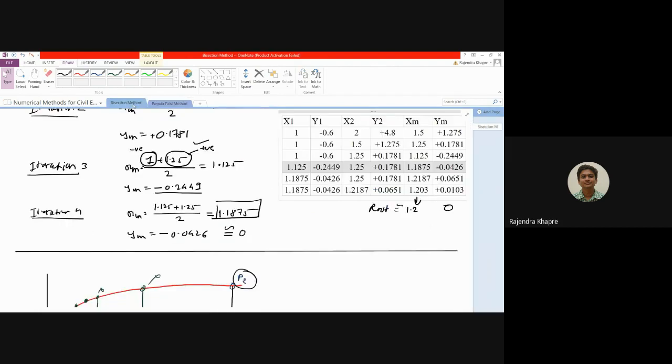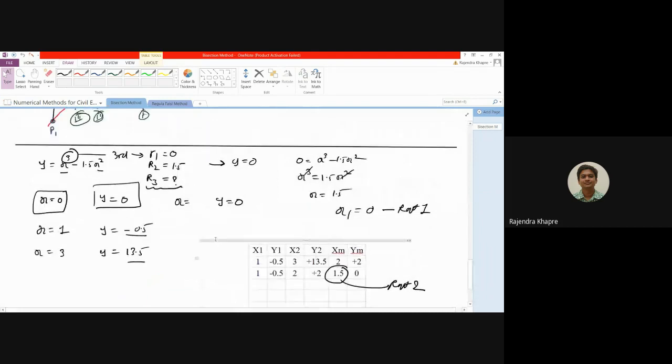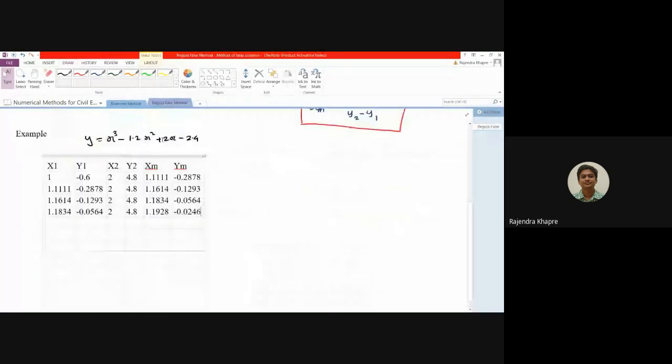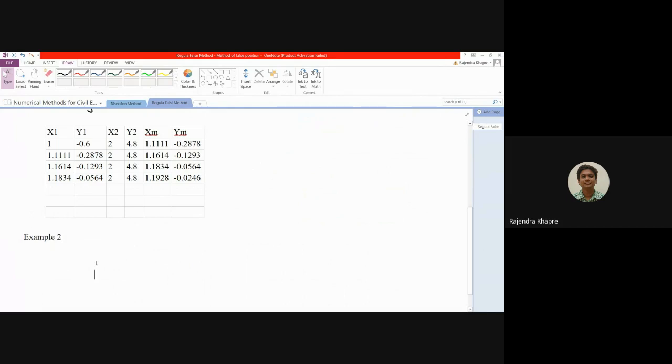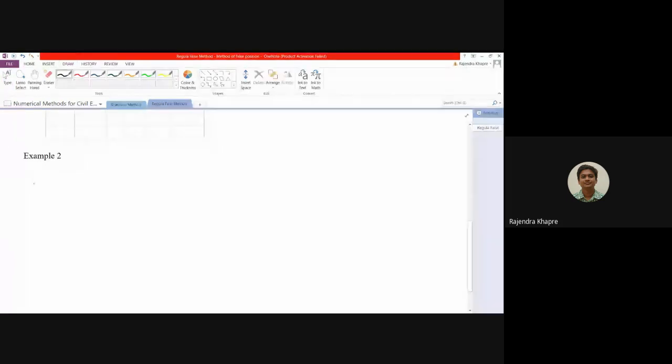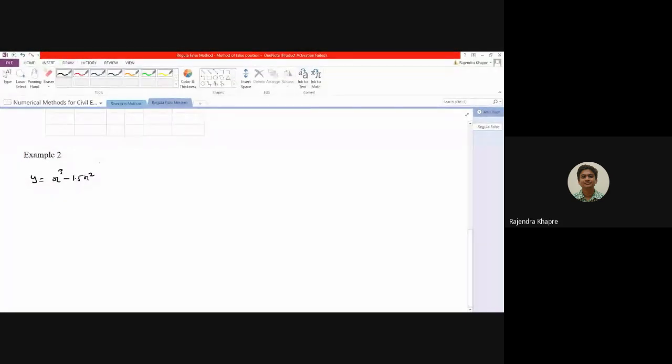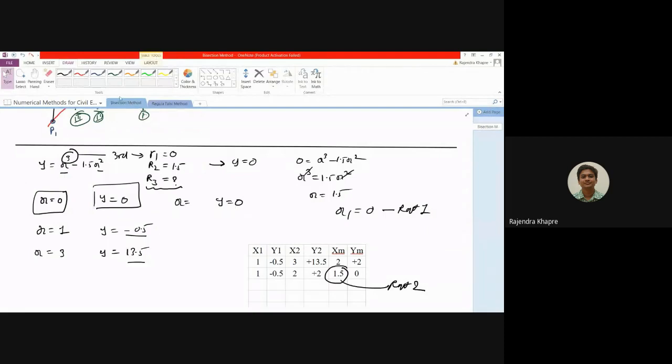Now let us try to solve another problem, and I want all of you to solve this. In the previous class we have solved this. This is a third order equation. So this is the second example: y equals x to the power 3 minus 1.5 times x square. And in the previous class we have seen that 1.5 is the correct solution.